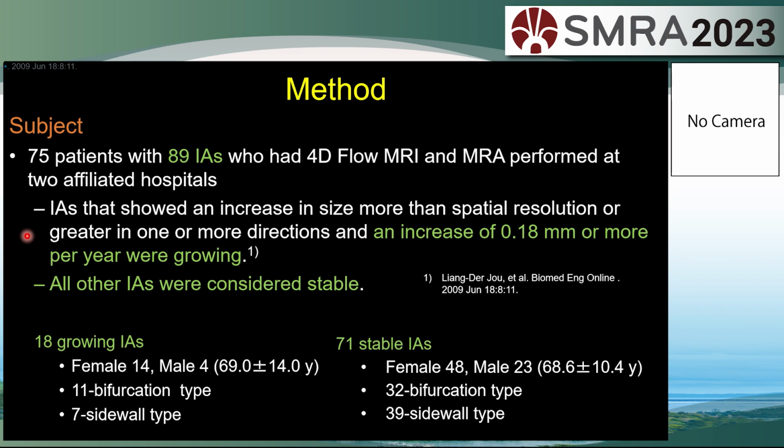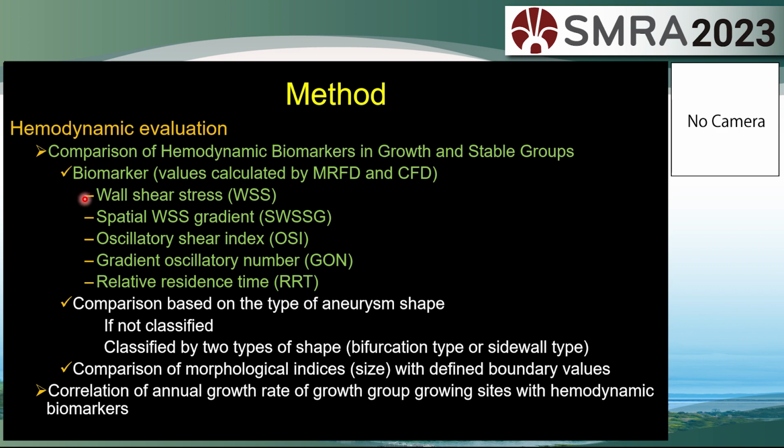We considered that aneurysms showing an increase of 0.18 millimeter or more per year were growing. Others were considered stable. We have 18 growing IAs and 71 stable IAs. We used the WSS, SWG, OSI, GON, and RRT as biomarkers. And first we present the results that are not classified as bifurcation or sidewall aneurysm.